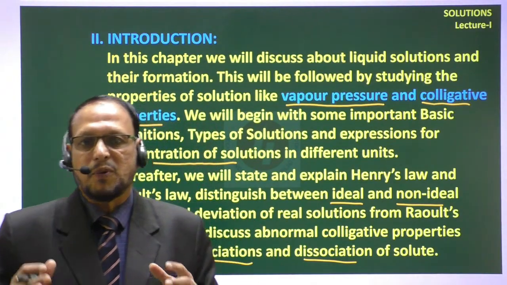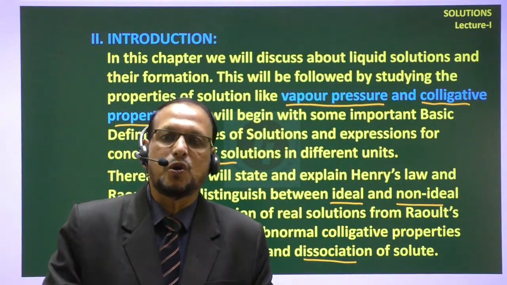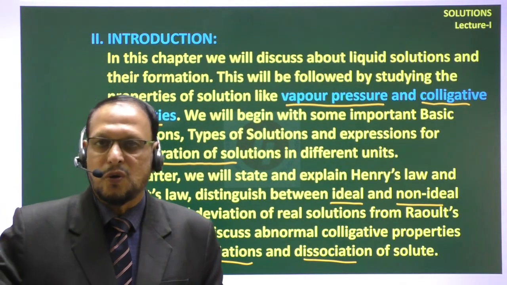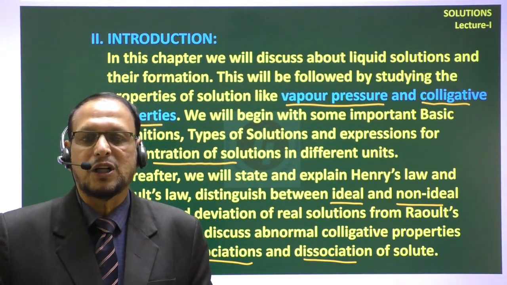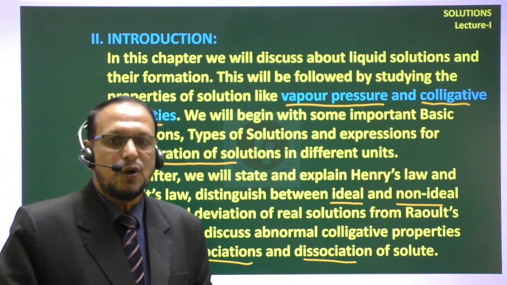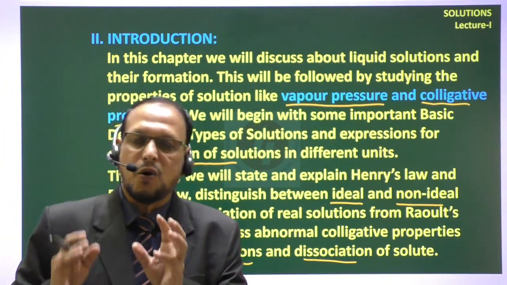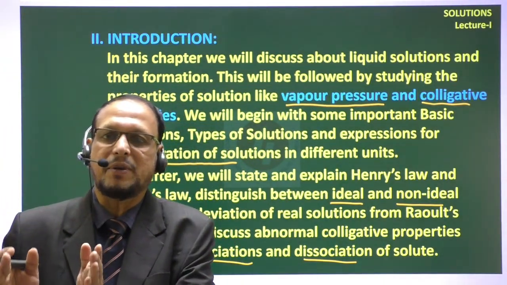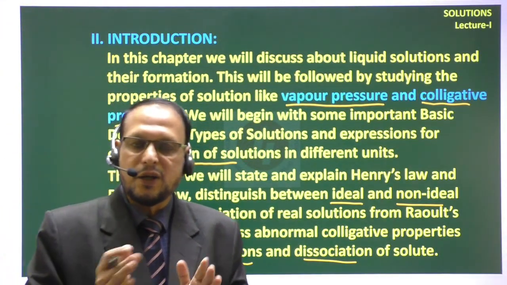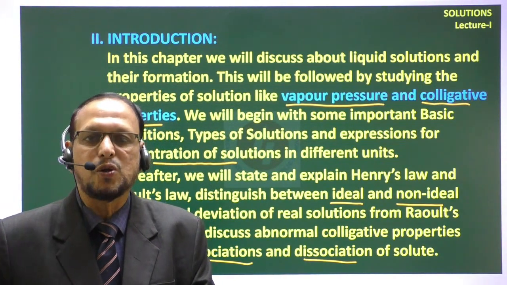And when we put sodium chloride in solution, 1 mole of NaCl will give 2 moles: 1 mole Na plus and 1 mole Cl minus. That means when the molecules are ionic compounds, they dissociate to give a definite number of moles.